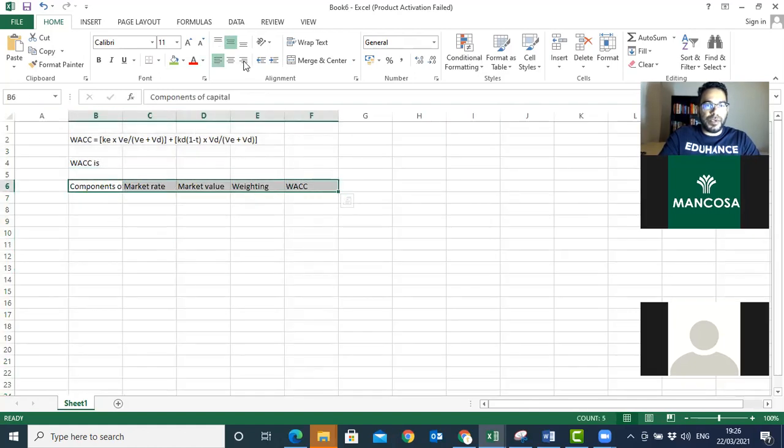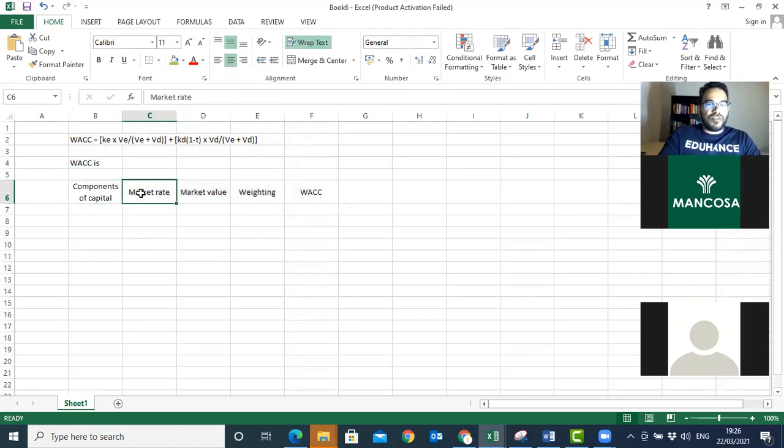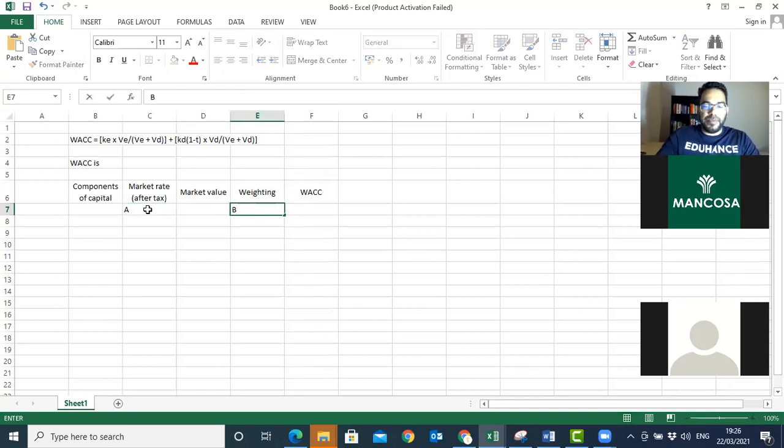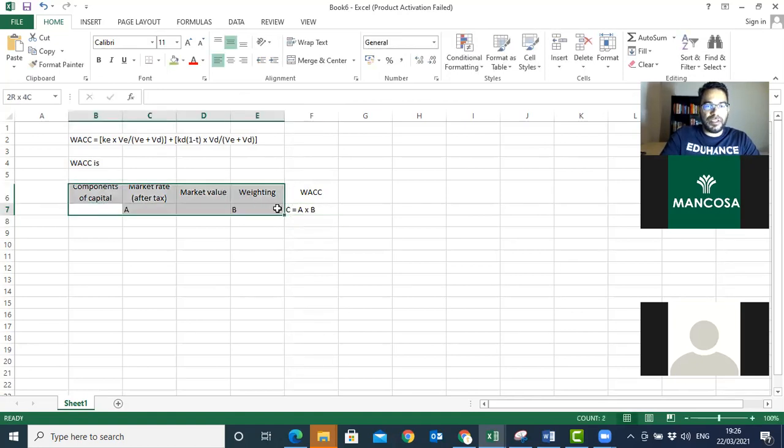Okay, here we go. Just for market rate, I like to indicate that this is after tax. Then WACC is A multiplied by B. So WACC is equal to A times B. That's just for our purposes.